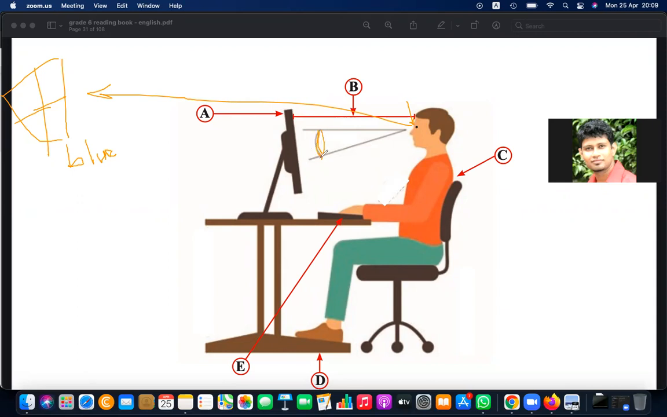I have seen some kids having that issue. They can't open their eyes when they are outside the house. These kids are always inside the house. They are not going outside.